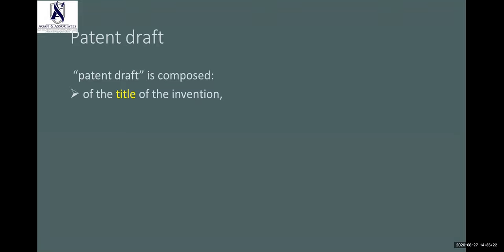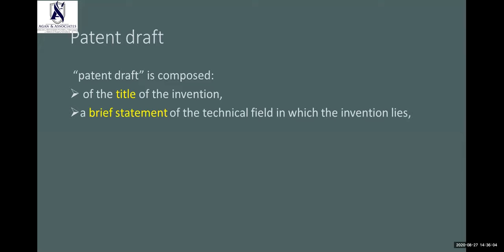We usually get products that have a very friendly term. Say a car. A car is an invention. But when it comes to title on the patent draft, the title would usually not be car. Car is just for the consumer. The title would perhaps be something like an automotive. Okay, so that title is usually a technical term of the invention. And then there has to be a brief statement of the technical field of the invention given by the applicant for the consumption of the patent office.